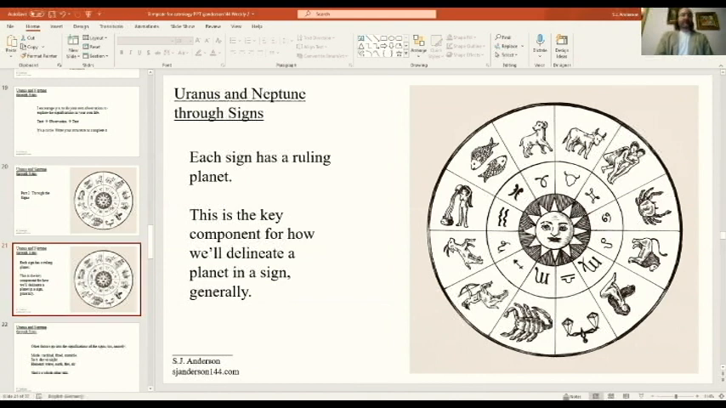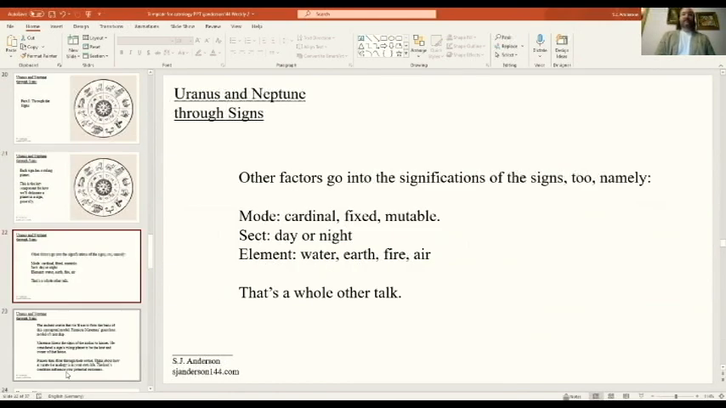And so that's the key point here. Even with this second part of the talk, the first part is the planets themselves. The second part is what they mean in a sign, and again that brings us back to planets. So let's keep pushing through here. Other factors that go into the significations of the signs as well include the modality. So is the sign a cardinal, fixed, or mutable sign? The sect, is it of the day or night sect? And the element of the sign: water, earth, fire, and air.